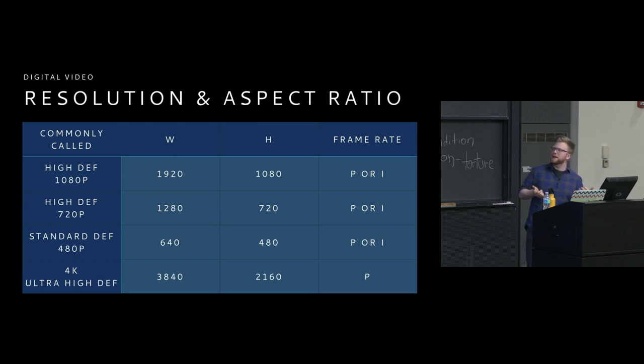But it also applies to 1080i or 720i, but you don't see those as much anymore. So high definition can mean 1080p or 720p, and when you say 1080, it means you have 1920 across, 1080 tall, and the frame rate can be, you know, p or i. High def 720p is 1280 by 720, and again can be progressive or interlaced.